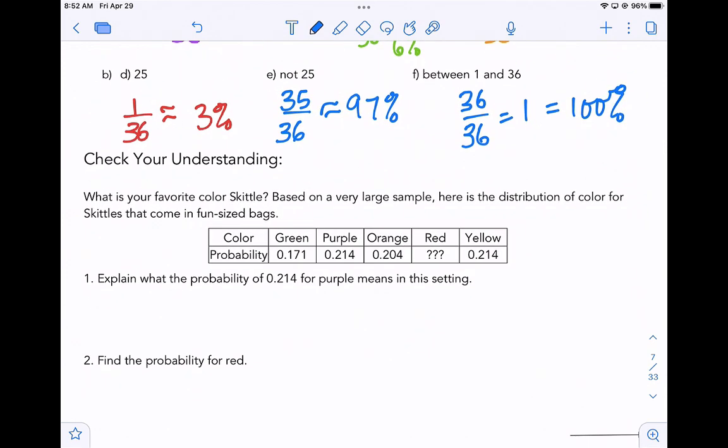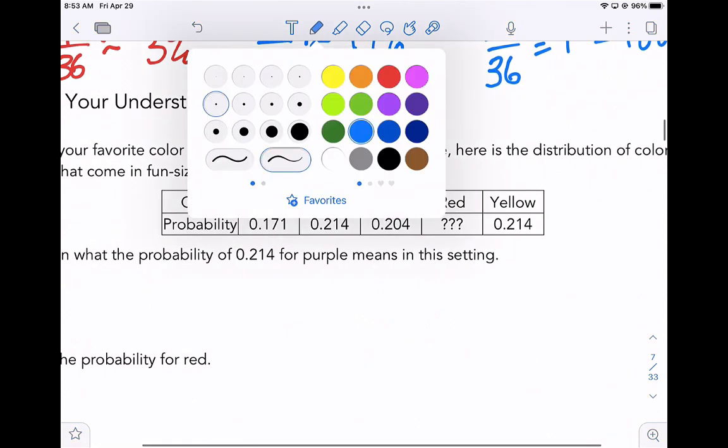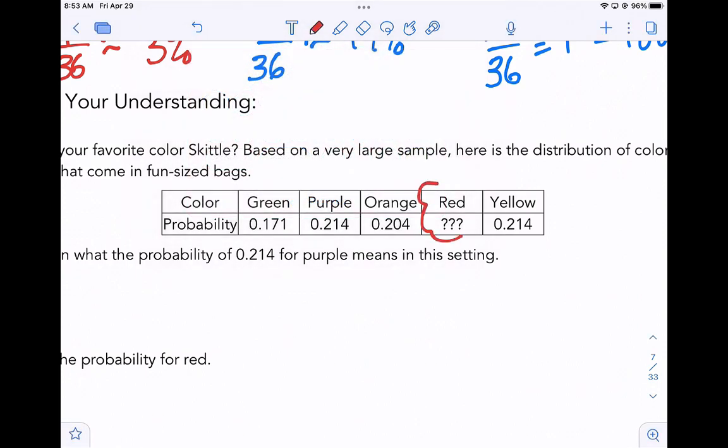All right, let's check for understanding. What is your favorite color Skittle? Based on a very large sample, so this would be experimental data here, here's the distribution of color for Skittles that come in fun-sized bags. All right. Ooh, and mine is red. And notice we don't have the result for red. How could we calculate that?